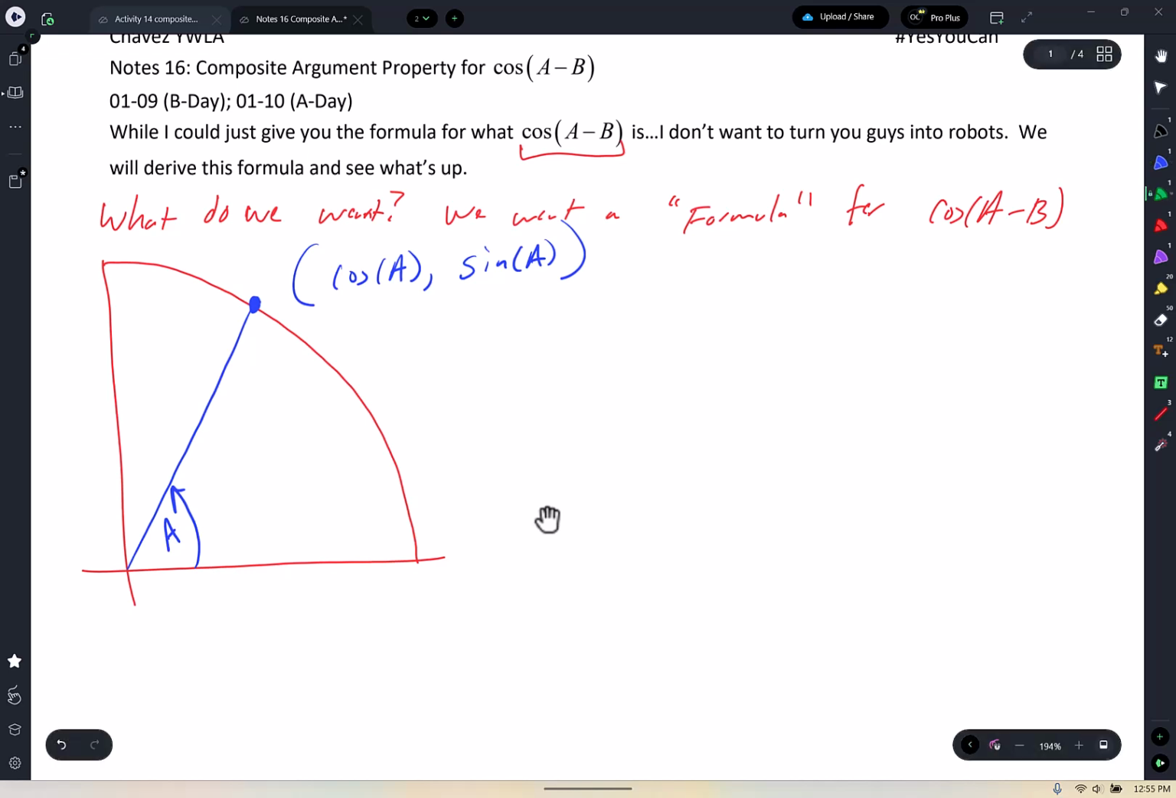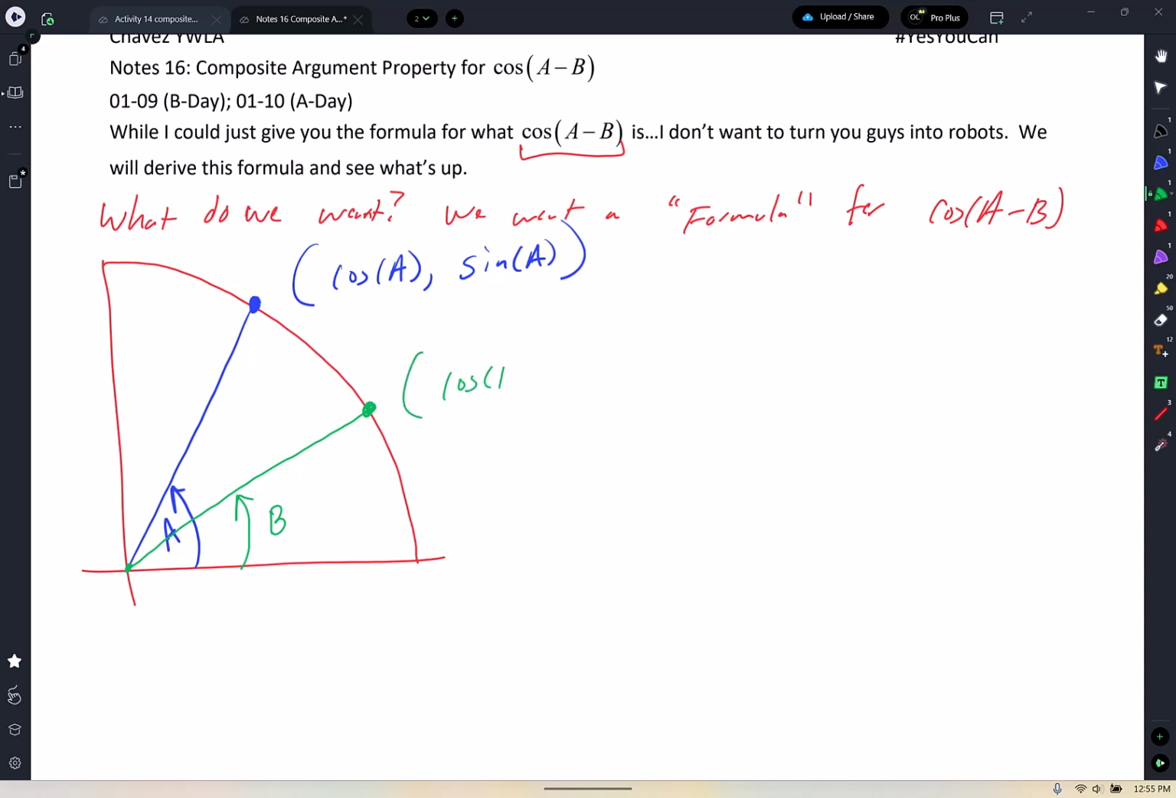I'm going to use a different color. I'm going to use green. And from here to here, I'm going to say that this is angle B. So this coordinate here is cosine of B, sine of B. Have I lost anyone? Okay. This in between the blue segment and the green segment, do you agree that is the difference of angle A and angle B? We don't need that just yet. Just put that on the side burner for now.